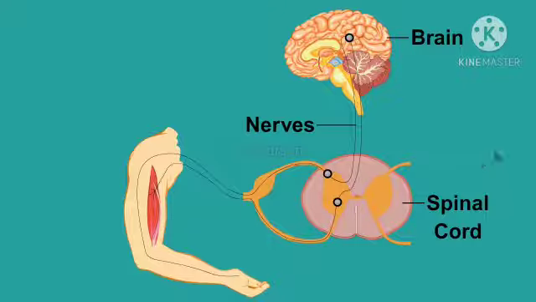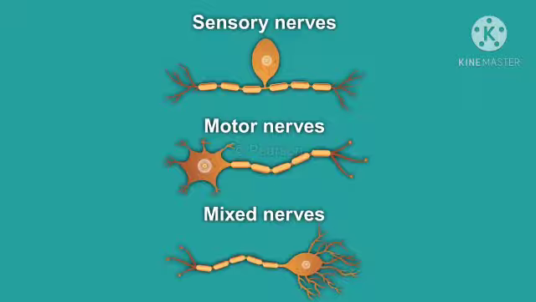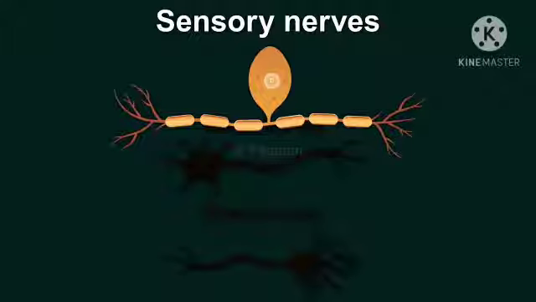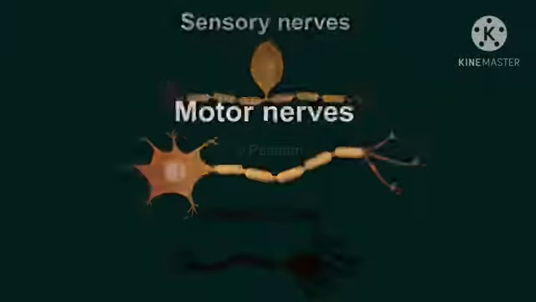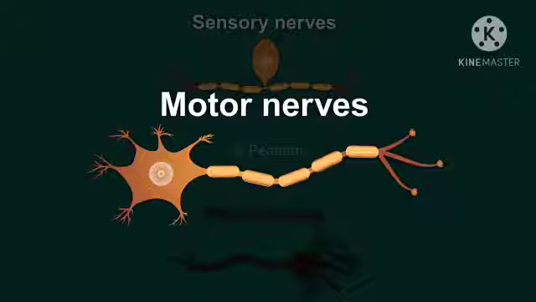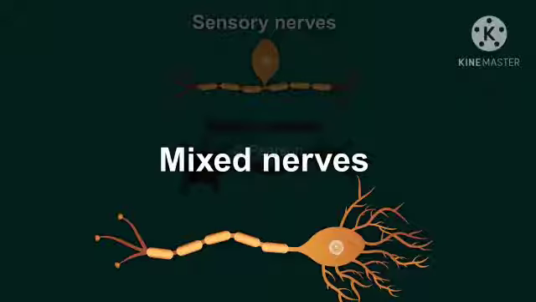Now there are three types of neurons. Sensory neurons are responsible for physical stimuli such as light, temperature or touch. They carry the information from the sense organs to the nervous system, and now the brain controls the muscles through the motor neurons. Finally, mixed neurons. These nerves function as both sensory and motor nerves because they carry the information from the brain to the body as well as from the body to the brain. They also carry the impulses.